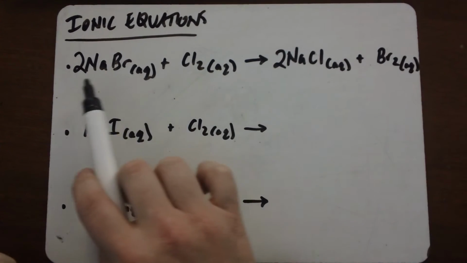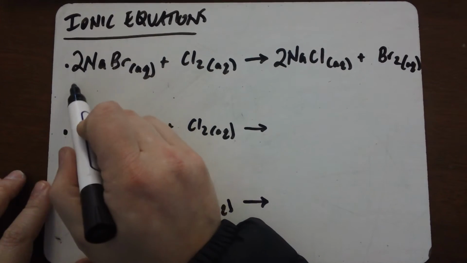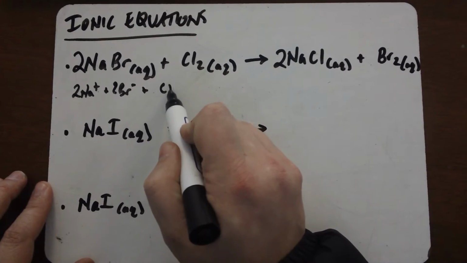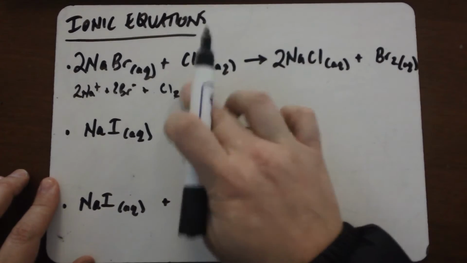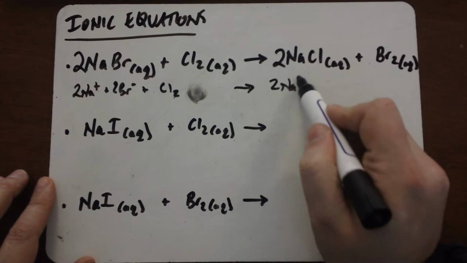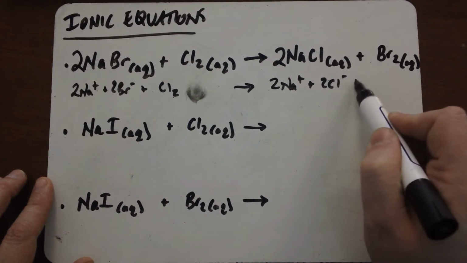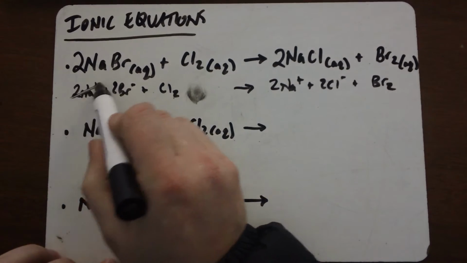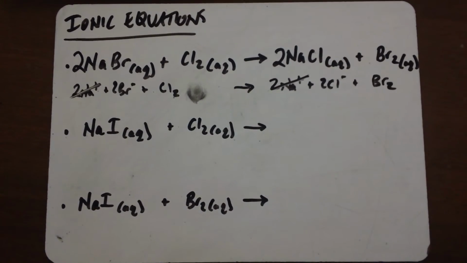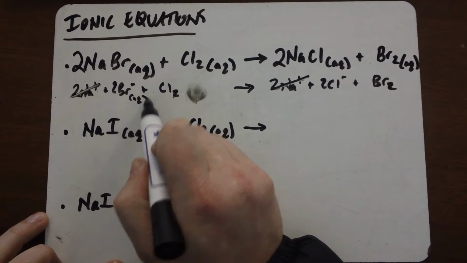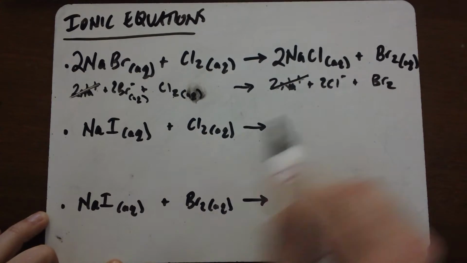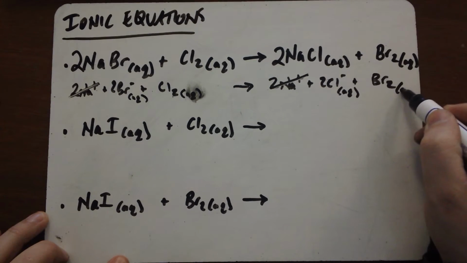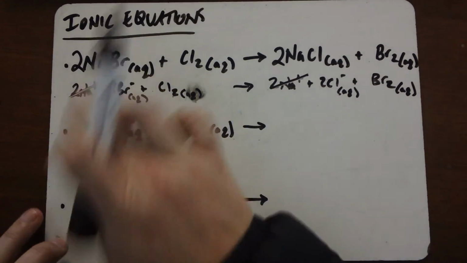look at the ions that are present, and here we've got 2 Na plus, 2 Br minus, we've got Cl2, and we form 2 Na plus, 2 Cl minus, and Br2. We then cancel through, so we can get rid of this and this, and what we're left with is 2 Br minus aqueous plus Cl2 aqueous produces 2 Cl minus aqueous and Br2 aqueous. So that's our ionic equation for that one.